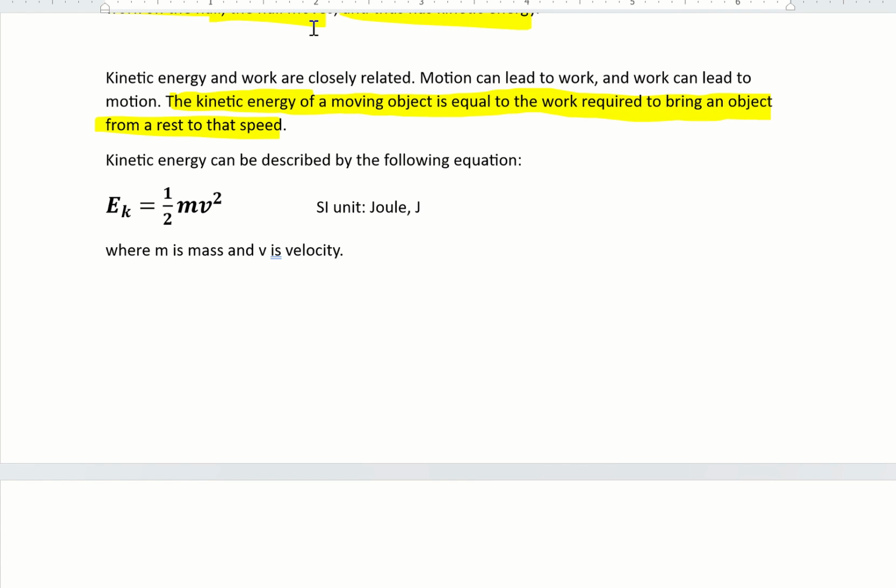Kinetic energy can be described with this equation. This is an equation you should know. Okay, it's on your equation sheet, but it should be burned into your brain. Kinetic energy is 1/2 mv squared, mass times velocity squared.